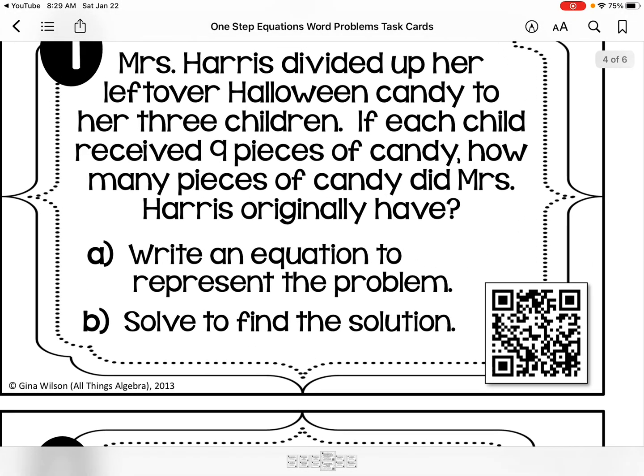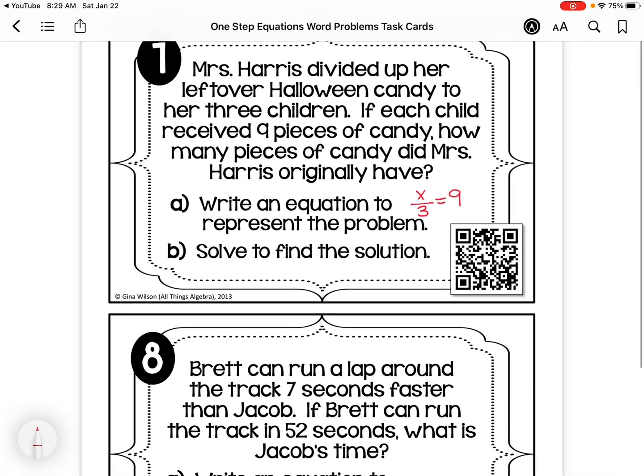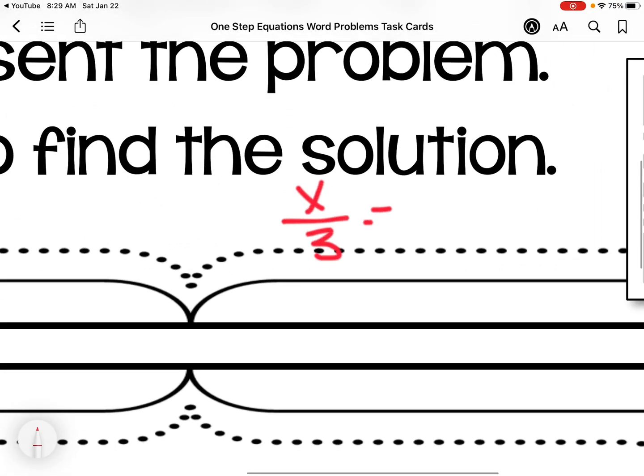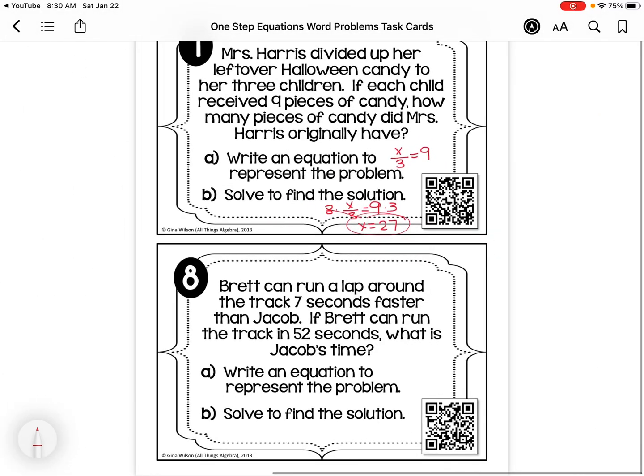Mrs. Harris divided up her leftover Halloween candy to her 3 children. If each child received 9 pieces of candy, how many pieces of candy did Mrs. Harris originally have? Well, she has 3 kids, right? So she has some amount of candy, and she's dividing it by 3, and each kid got 9 pieces. So x divided by 3 equals 9. So I'm going to multiply by 3 on each side. X equals 27. So she originally had 27 pieces of candy.